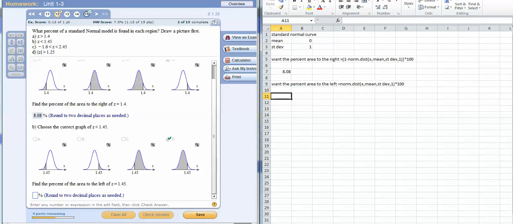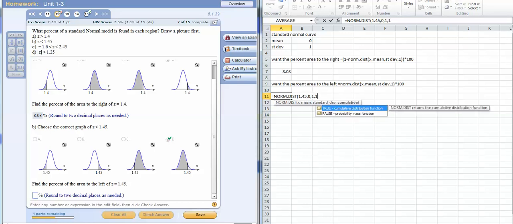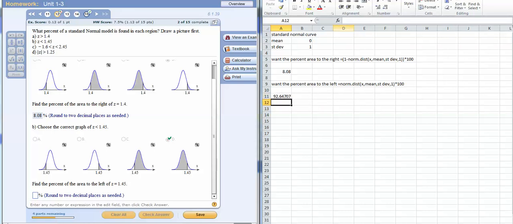All you have to do is say equals, and then the norm dist function, and then 1.45 is the x value, comma the mean, which is 0, comma the standard deviation, which is 1. You always say comma 1. And then let's multiply that by 100 to make it a percent. And then you can use your little button if you want to round it. Get on the cell, and then you can get it to round for you. 92.65.